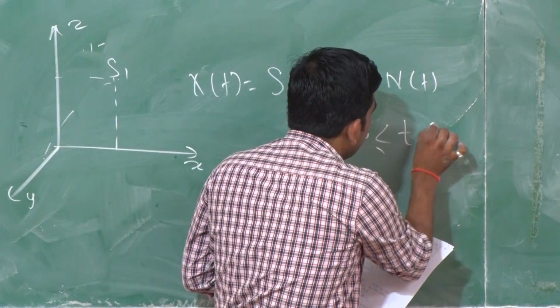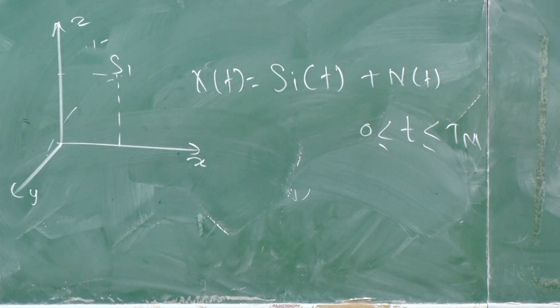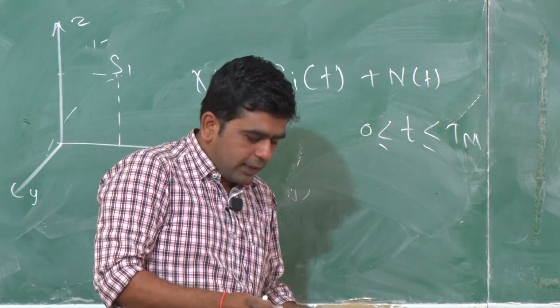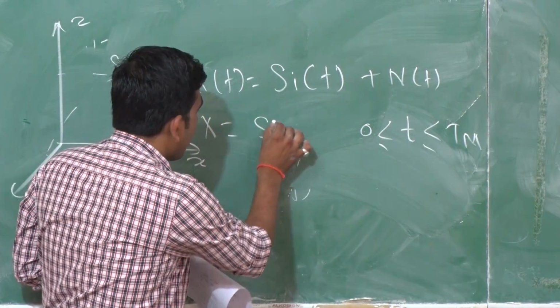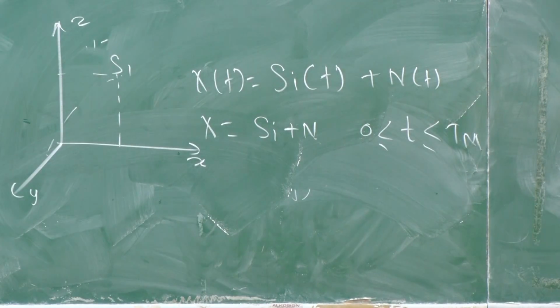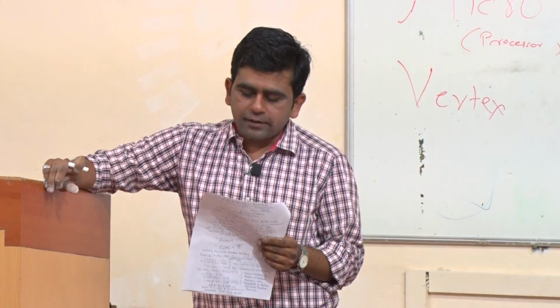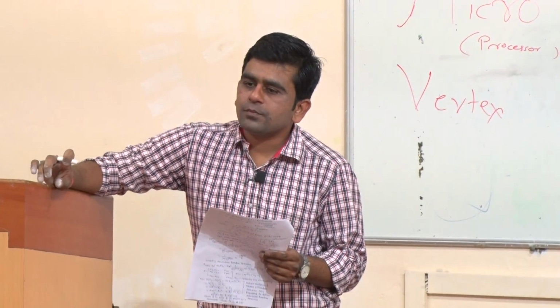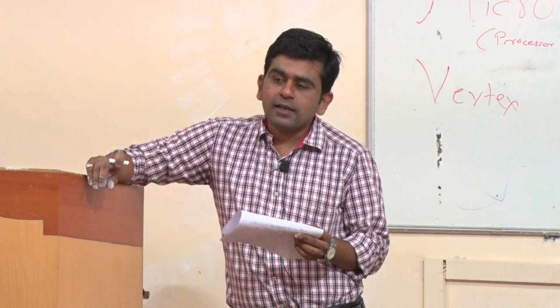where t is ranging between 0 to Tm. This is the pulse duration. Either we have to use the rectangular pulse or impulse. It will use t ranging between 0 to Tm. So in vector notation this x is given as si plus n. So here design a receiver for such a system. Design a receiver by considering vector signal space analysis.